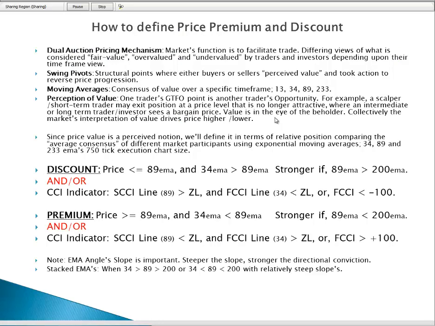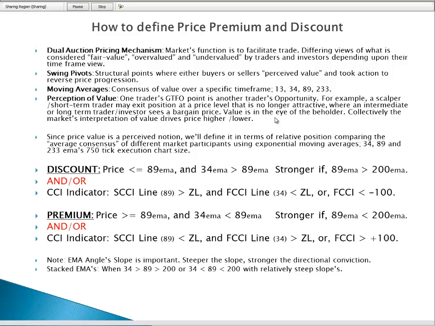In this next slide, which was taken from a prior workshop, is simply how we define premium and discounts. Before we get to the mathematical definition, just a little review in regards to the dual auction pricing mechanism.